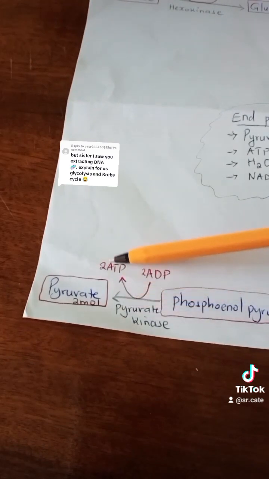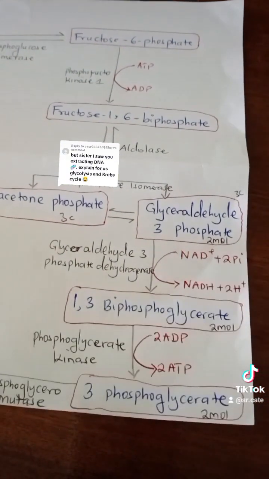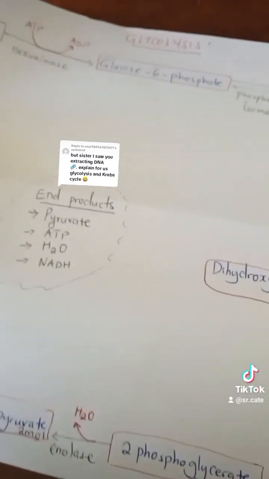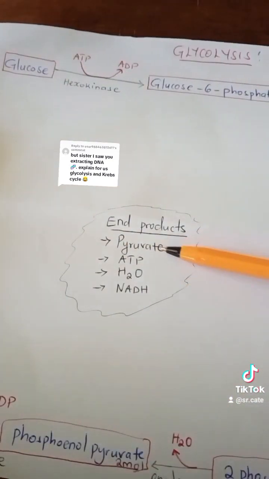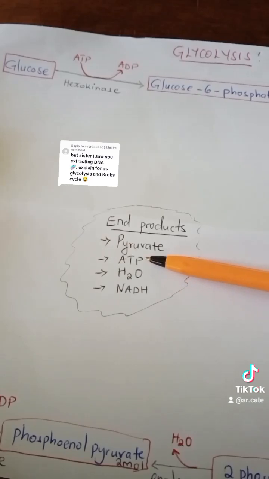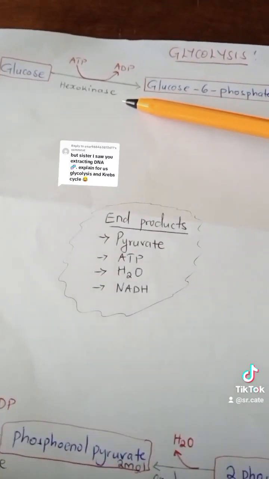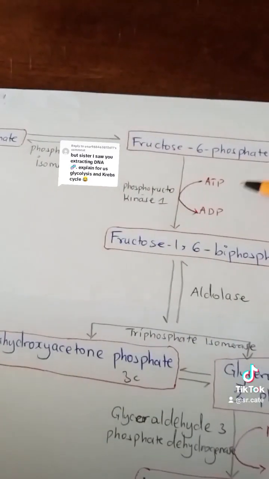So at the end of that, you see we have two molecules of ATP here, and the other process, we had production of two molecules of ATP here. So when you look at the end products of glycolysis, we have pyruvate, which is the last step, and then we have ATP, we have water, and we have NADH. Remember, 4 molecules of ATP are produced, and we had spent 2 molecules in the glucose phosphorylation and the other phosphorylation. So 2 molecules of ATP were spent.